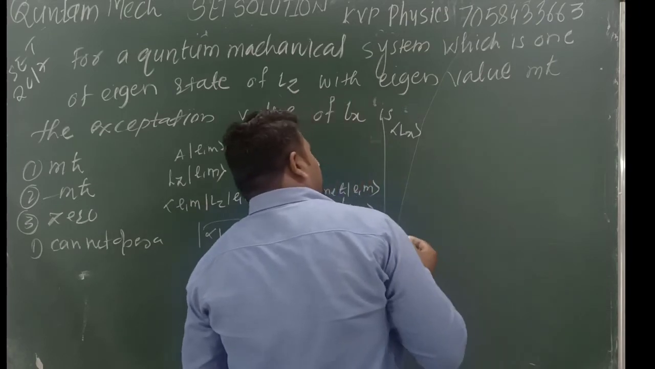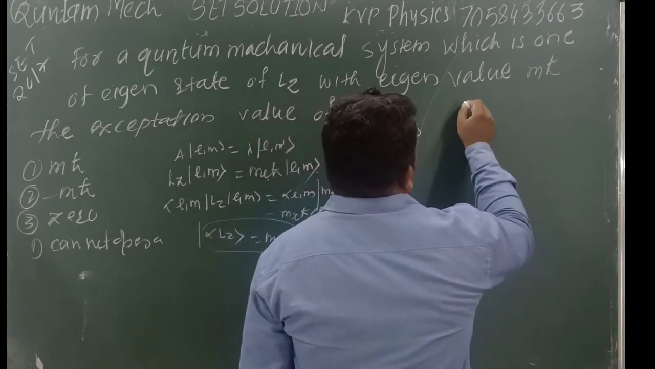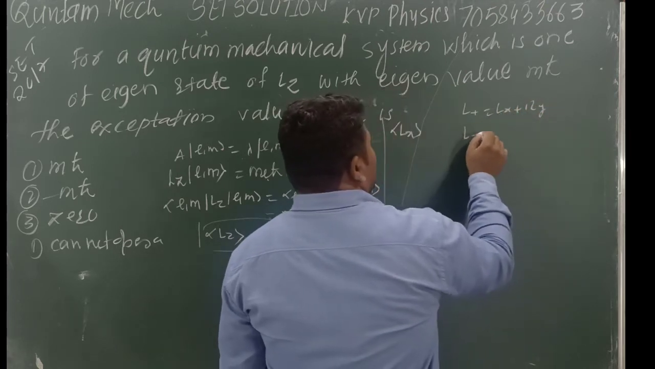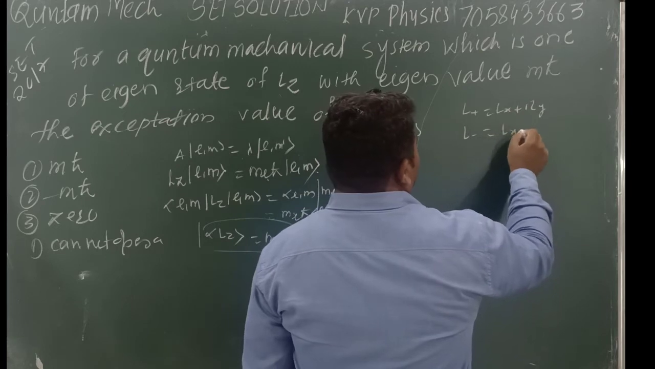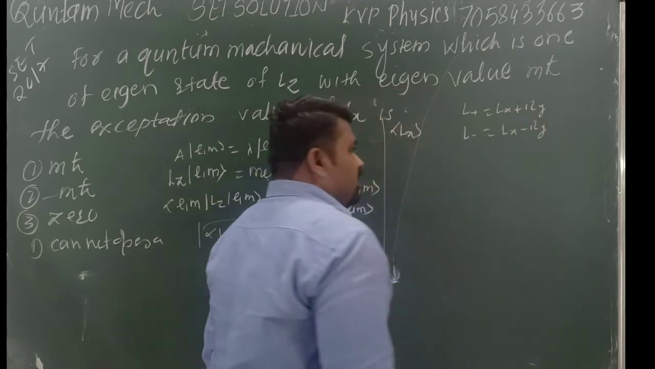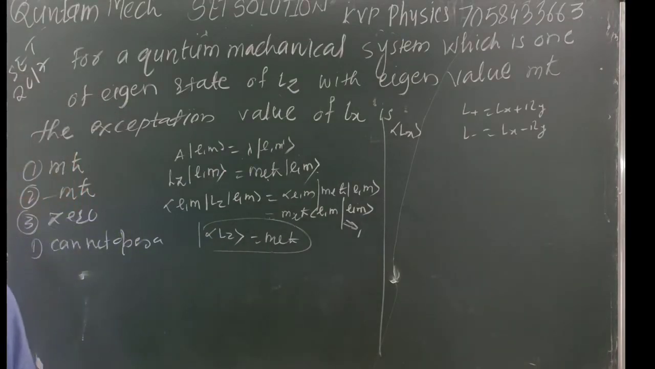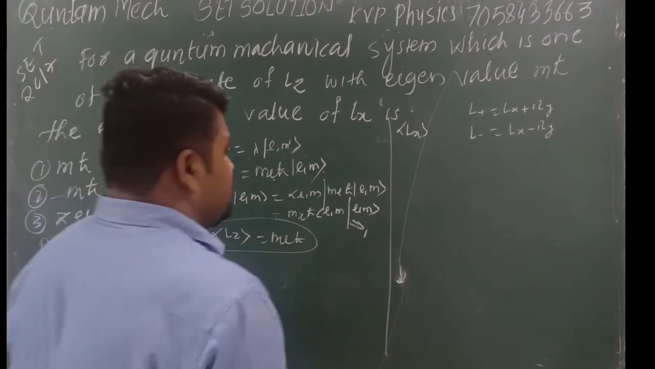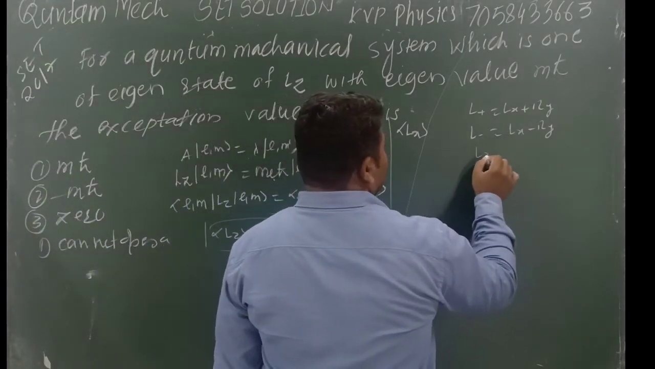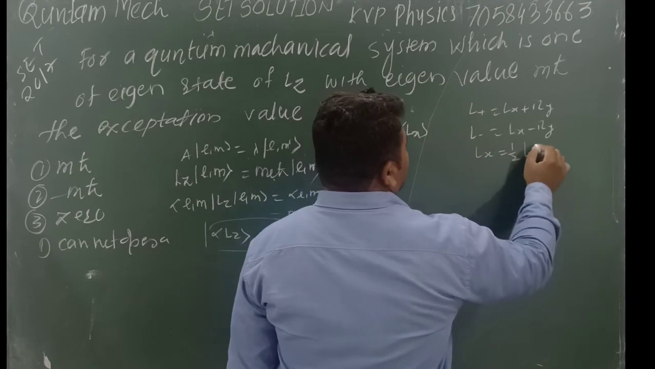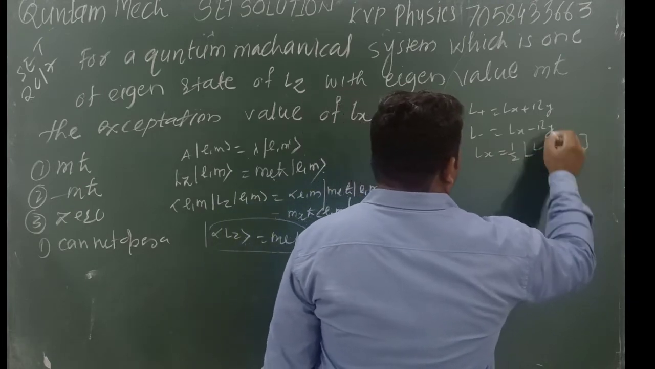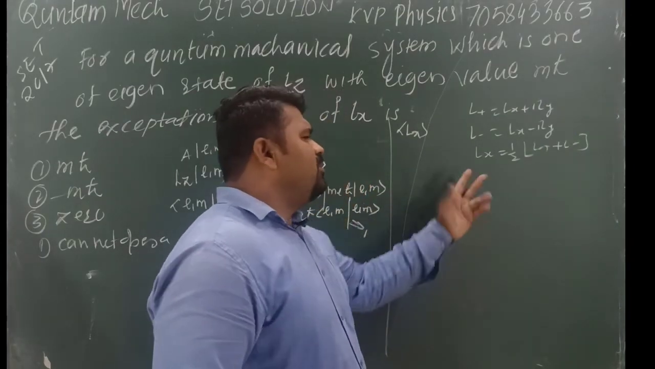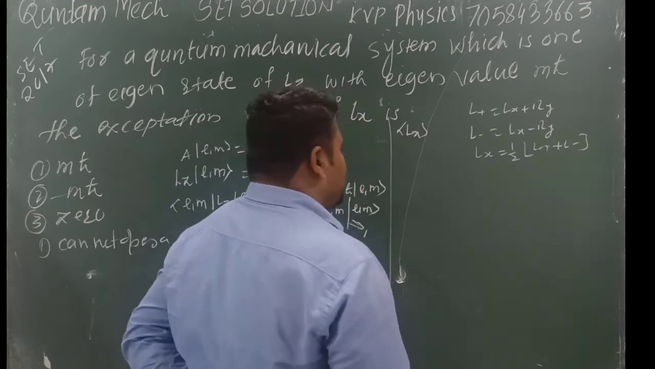We know that the L plus operator is equal to Lx plus iLy, and the L minus operator is equal to Lx minus iLy. Okay, these are the two values of L plus and L minus. Got it? But our aim is to find out the Lx value. Then Lx is equal to how much? Lx is equal to 1/2 (L plus + L minus), because plus iLy and minus iLy get cancelled. Simply, Lx is equal to 1/2 (L plus + L minus).